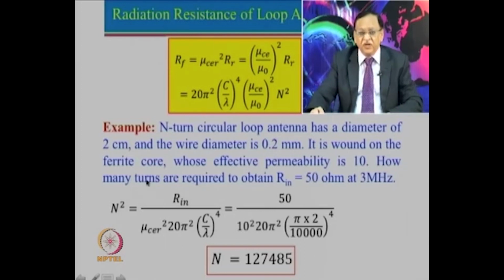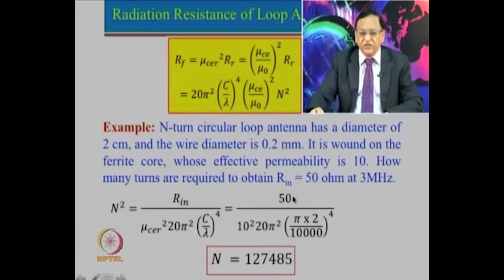Now, this is put on a ferrite core whose effective permeability is 10, and what we need to know is how many turns are required to obtain 50 ohm impedance at 3 megahertz. Now, at 3 megahertz, what is the wavelength? Wavelength is going to be 100 meter. So, that is a wavelength lambda of 100 meter, we have converted into centimeter. So, that becomes 10,000 centimeter.